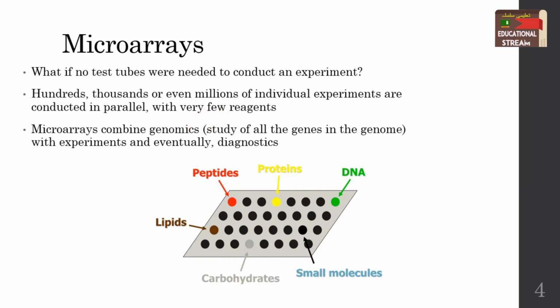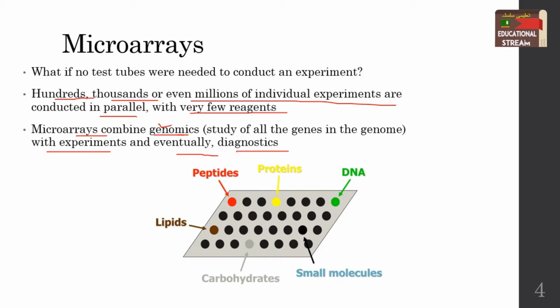So this is a technique. Microarray technique is a technique in which hundreds, thousands, or even millions of individual experiments are conducted in parallel, and with the use of very few reagents. And this technique of microarray combines genomics. Genomics means if we want to study all the genes which are present in the genome with experiments, and eventually it is also used for diagnostic purposes.